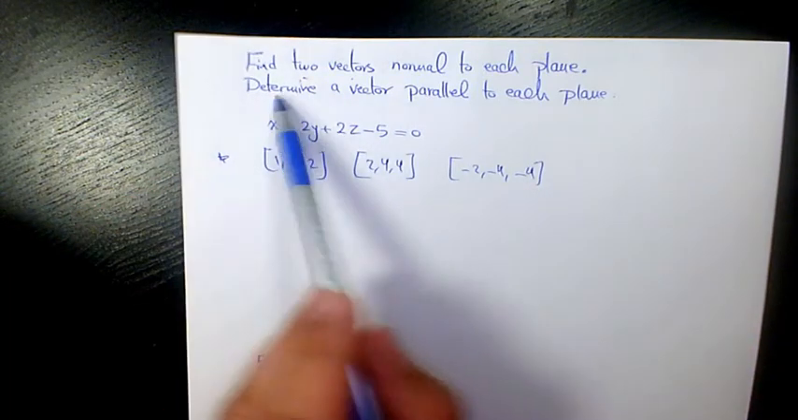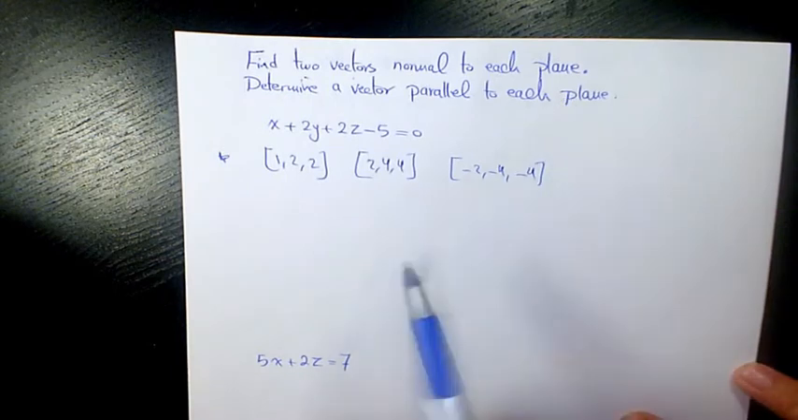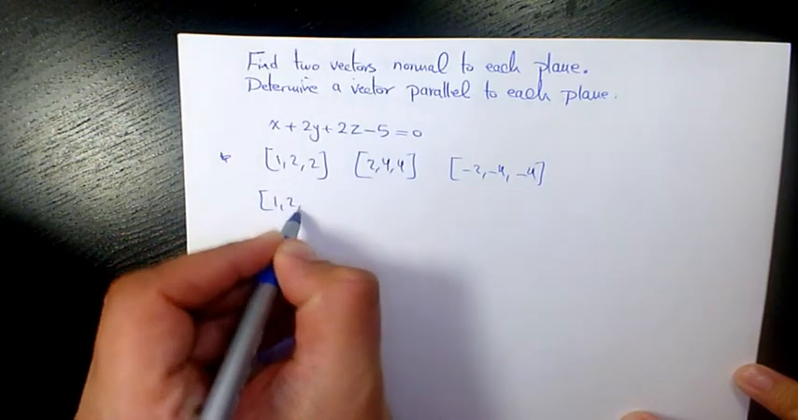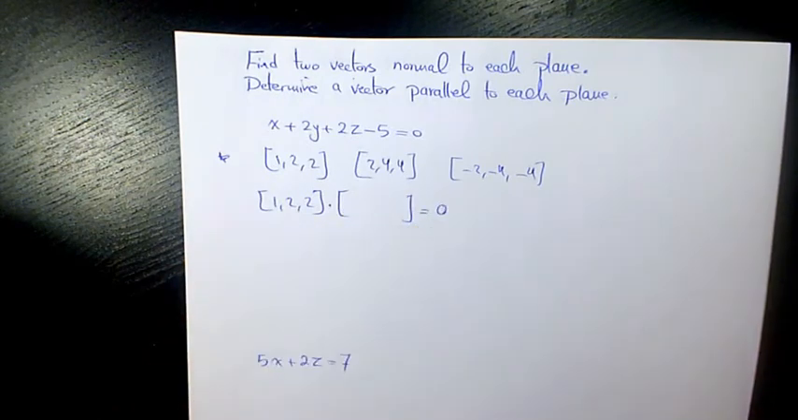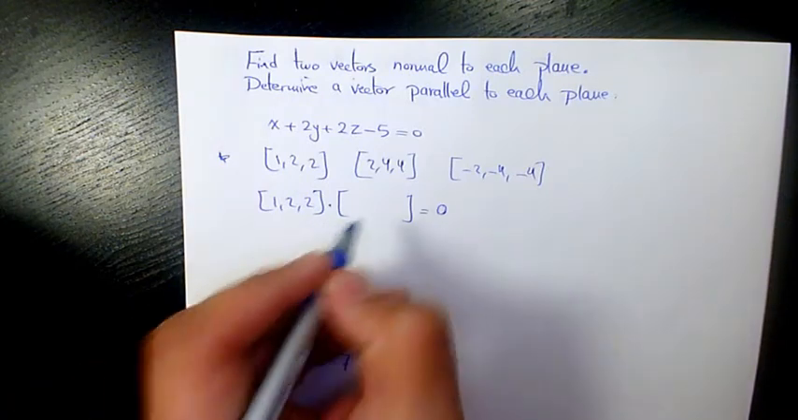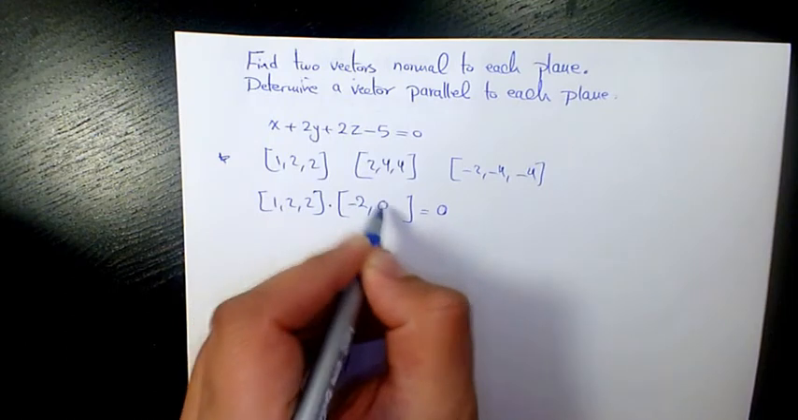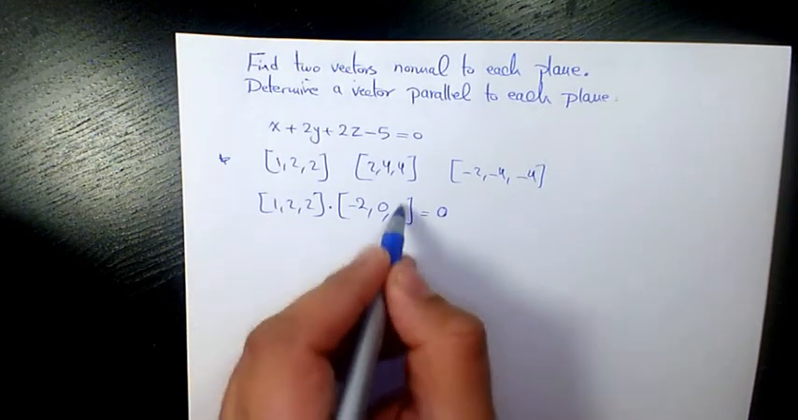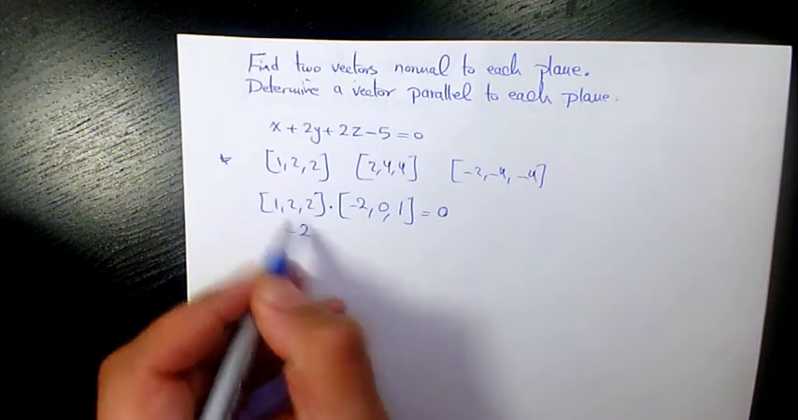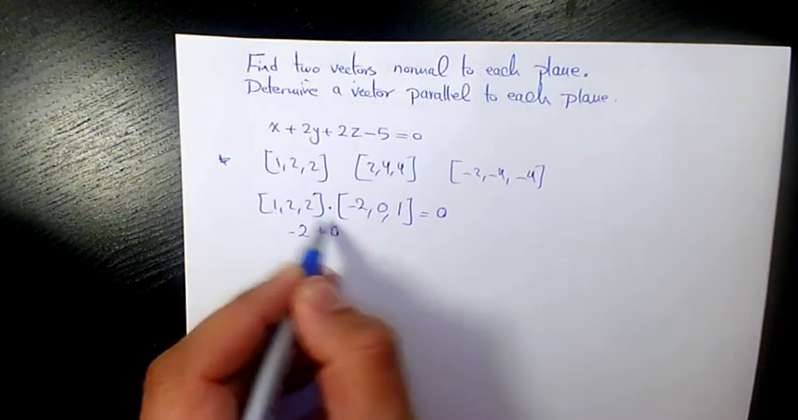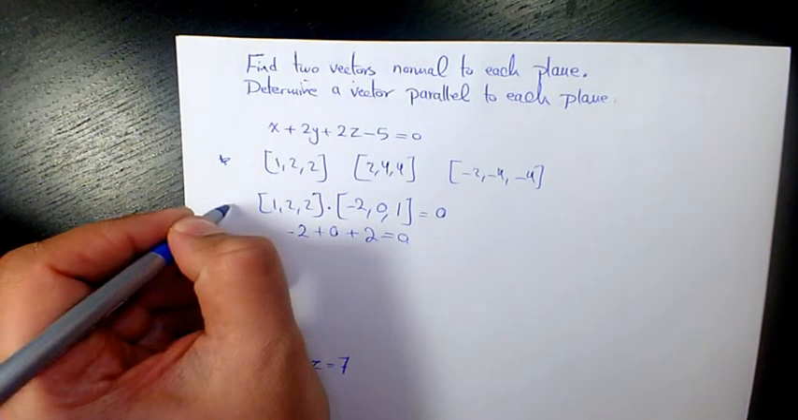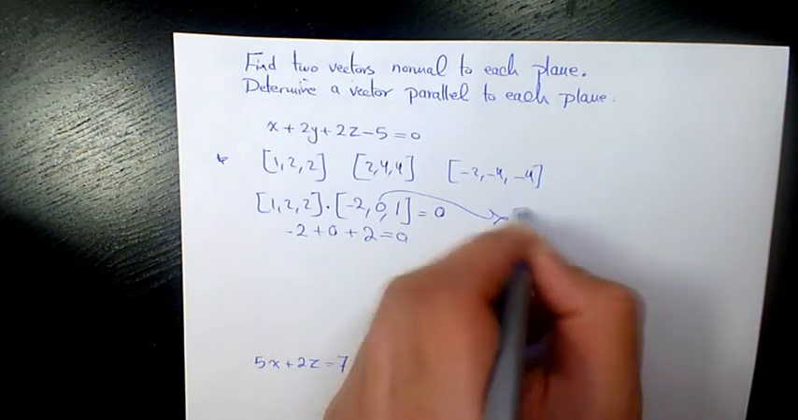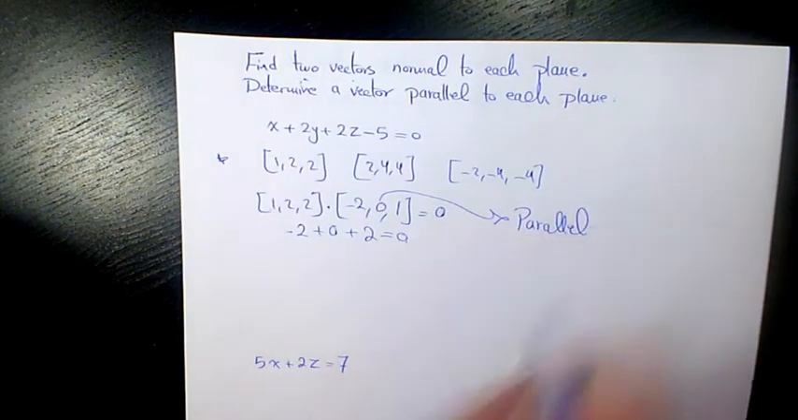Part 2 says determine a vector parallel to each plane. So here we have 1, 2, and 2. We need to find something else whose dot product with this makes it equal to 0. For example, if I have negative 2, 0, and 1: 1 times negative 2 is negative 2, 2 times 0 is 0, 2 times 1 is 2. That's going to be equal to 0. So this one is parallel to the plane.